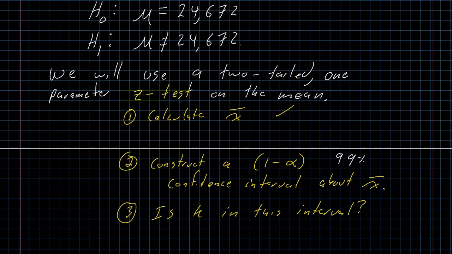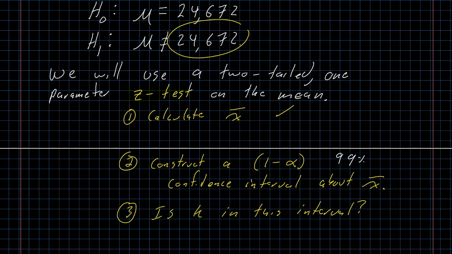That brings us to our question. Is K, which in this case is 24,672, inside of this confidence interval? If it is, then we will accept the null hypothesis. If it is not, we will reject the null hypothesis and accept the alternative hypothesis.